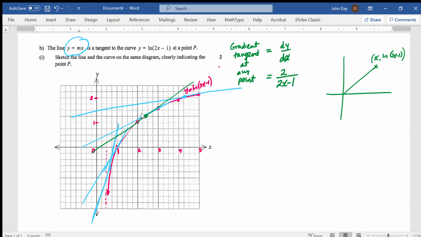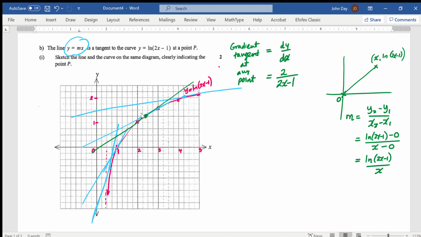Well, we normally would use the gradient is y2 minus y1 on x2 minus x1. But in this case, it'll be natural log of 2x minus 1 minus 0, because origin here is our x1, y1, and whatever value of x we decide to put in, minus 0. In other words, we want to go natural log of 2x minus 1 over x.